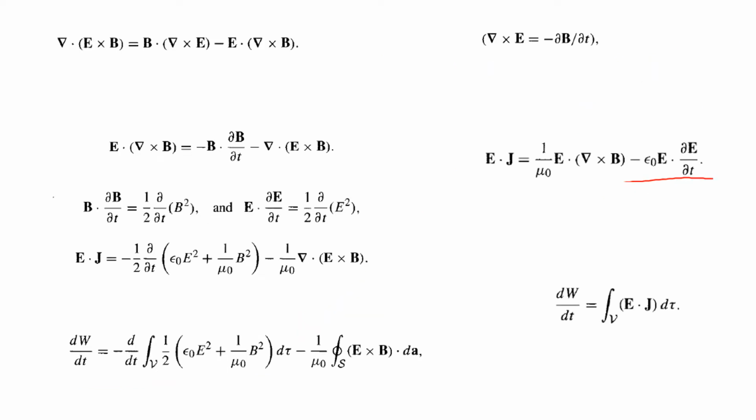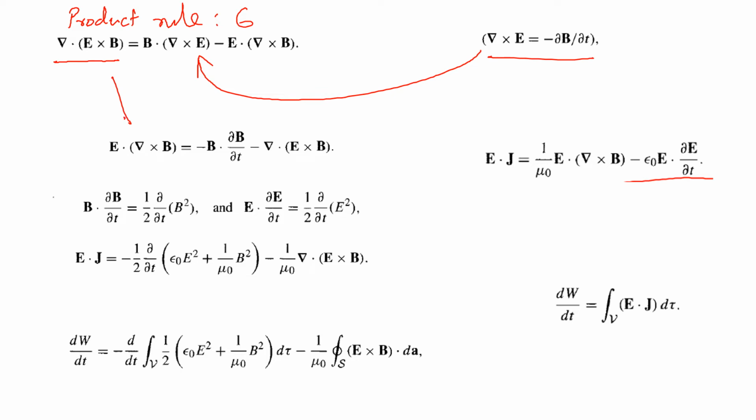Now we are using product rule 6. Using product rule 6, we can write del dot (E cross B) equal to B dot (del cross E) minus E dot (del cross B). You can refer to product rule 6 for this. And also we are using del cross E equal to minus dou B by dou t, a Maxwell equation. So we substitute this here.